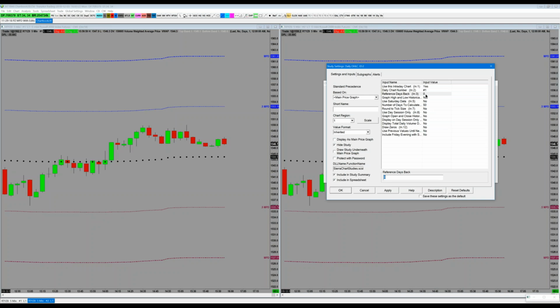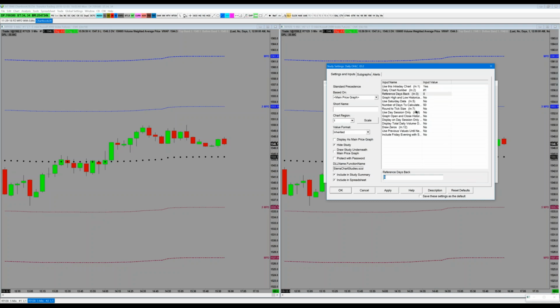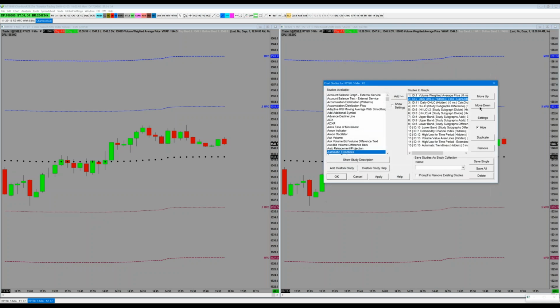All right, mine I changed to 0, and in the subgraphs tab, I actually made the open and the close set to hidden. So I'm not even looking at those. All I care about is the high and the low of today. I also check the name label because I want a label here, and the value label because I want the price label. That's what these are. Let's make this visible on the screen here so you can see these again.